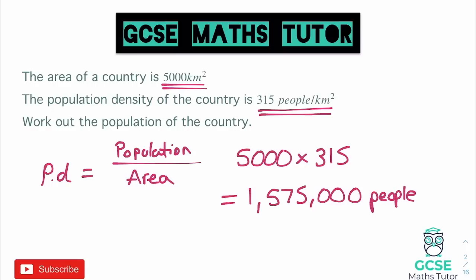Now that makes sense with our formula as well, because if we were going to rearrange this formula to get population, we would want to times both sides by area in order to remove that divide there in our fraction. So that would mean we had to have the population density multiplied by the area would be equal to the population. Okay, but you can apply a logical approach here because it makes sense for us to multiply when every one of those kilometre squareds had 315 people.